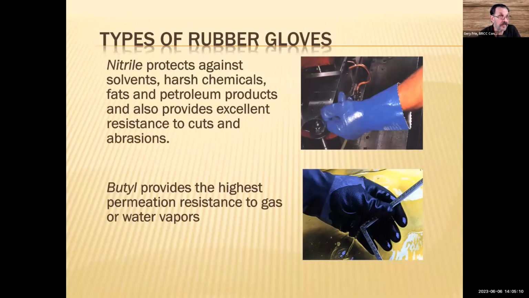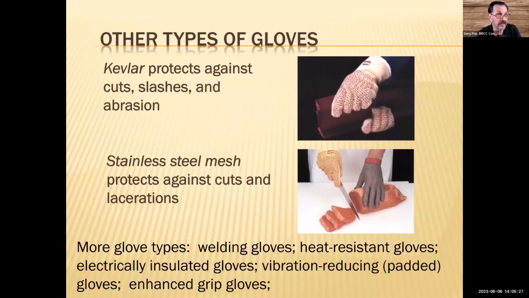There's other specialized gloves. Nitrile protects against solvents and harsh chemicals. Butyl provides a really high protection against permeation of gas and water vapors into the rubber. So that's another type of material. Kevlar can protect against cuts, slashes and abrasion. And then here, where they're cutting meat, for sanitary reasons, they're using stainless steel mesh on one hand, the hand that's touching the meat. So there's a lot of specialized gloves out there for special jobs.